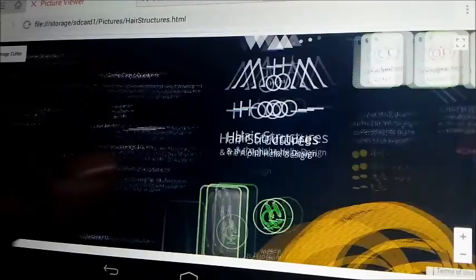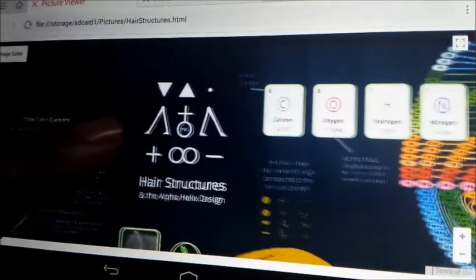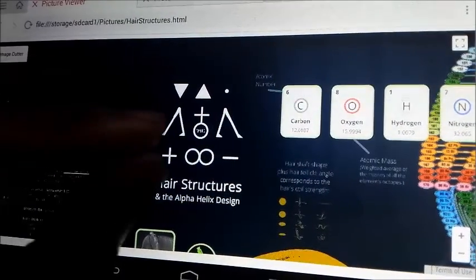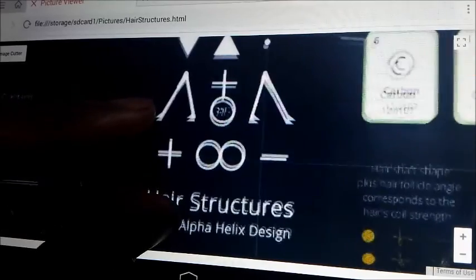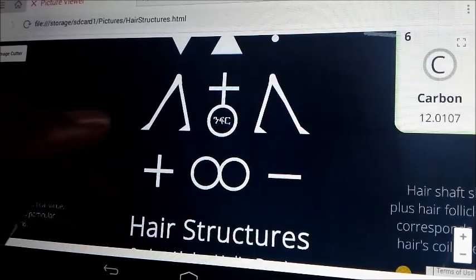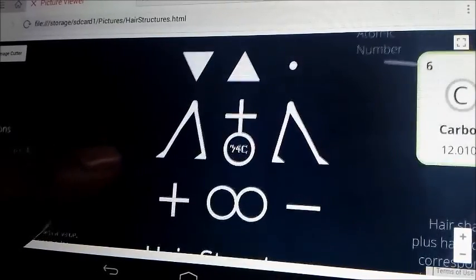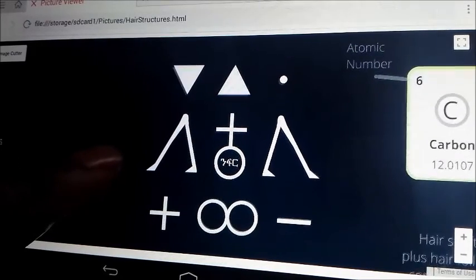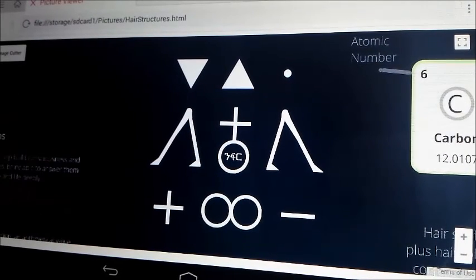So this is a poster. It's quite a large poster. It retails for $9.95. It introduces the hair structure, the biology of the hair structure, and then gives a reasoning to help you visualize exactly what we're talking about.